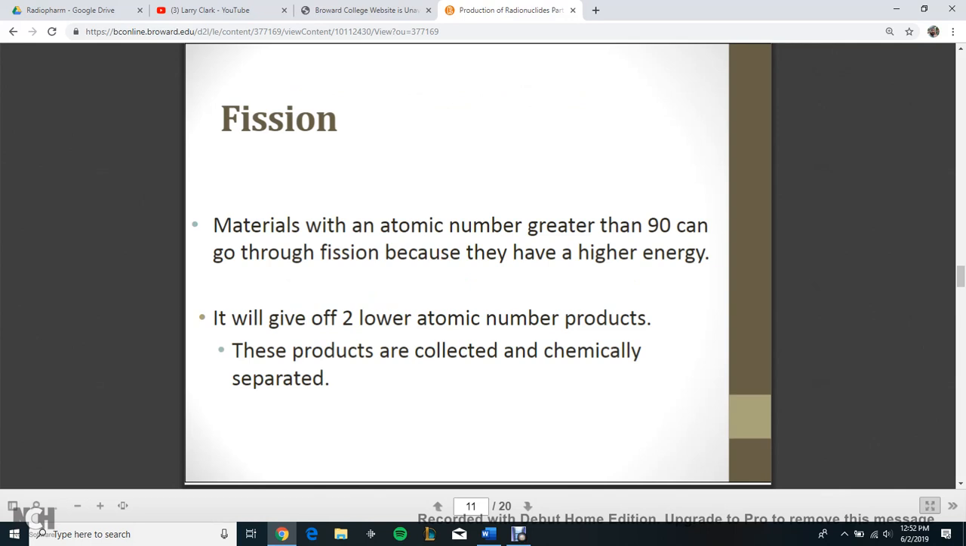Fission. Materials with an atomic number greater than 90 can go through fission because they have higher energy. It will give off 2 lower atomic number products. These products are collected and chemically separated.